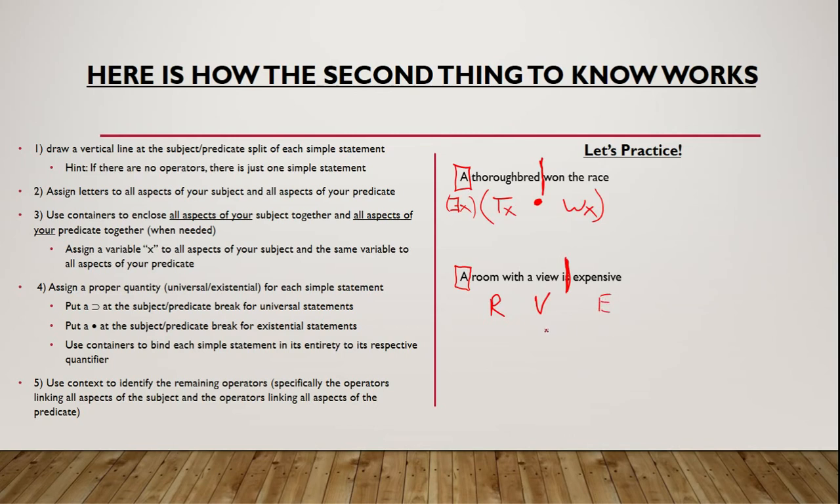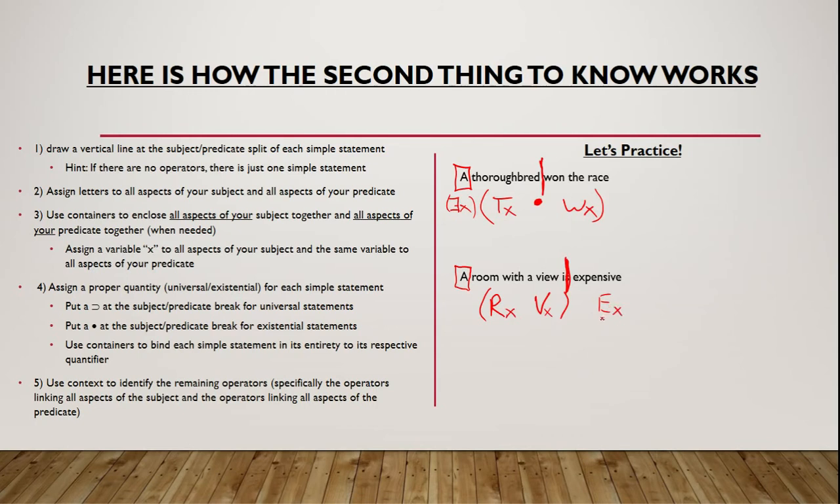Step 3, use containers to enclose all aspects of your subject together and all aspects of your predicate together. So let's see, the room and it's got a view, that's enclosed. There's just the expensive for your predicate, so you don't need anything else. Step 4, assign a variable x to all aspects of your subject and the same variable to all aspects of your predicate. So we're going to go Rx, Vx, and Ex.